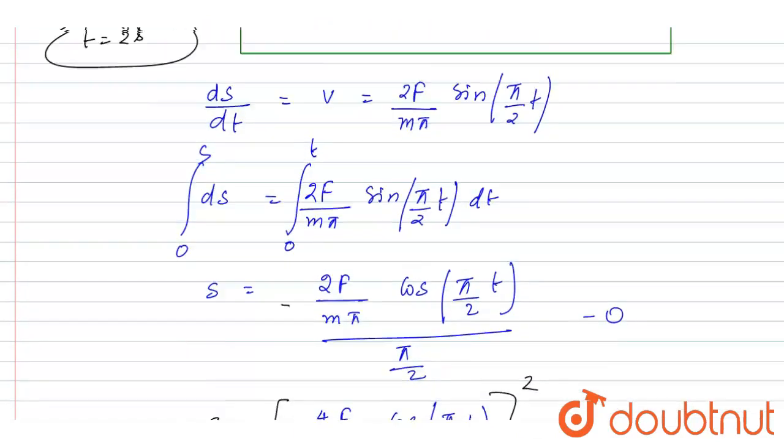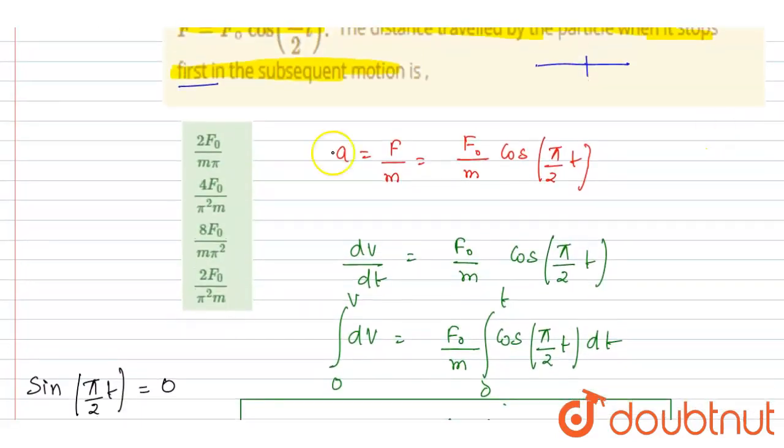naught by pi m square. Now you can check for the option: 4F naught by pi m square. B is the correct one.